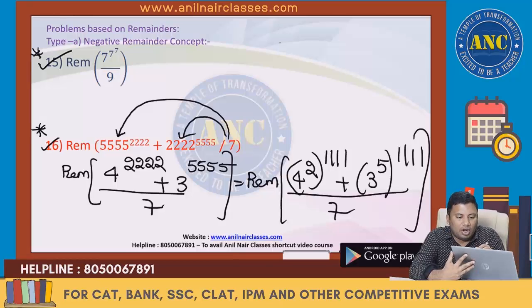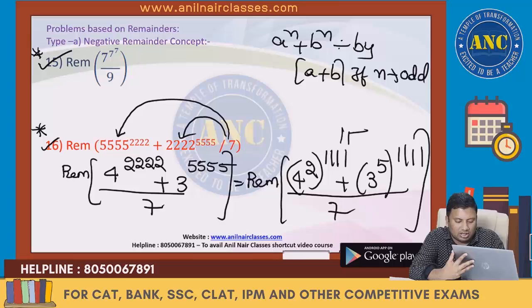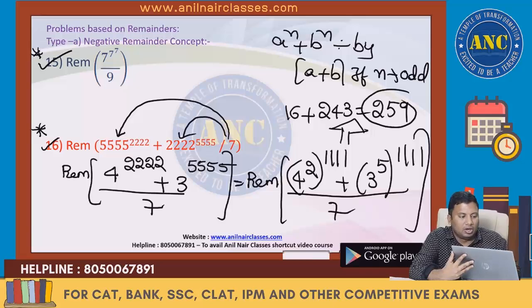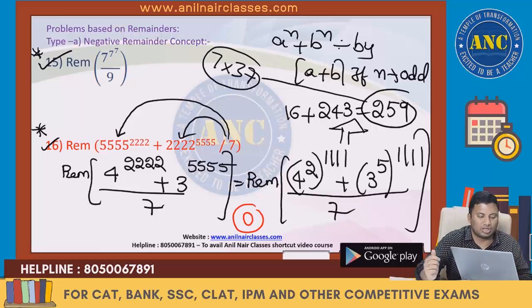Already we discussed a concept: a power n plus b power n is divisible by a plus b if n is an odd number. So this is nothing but 4 square, which is 16, and 3 power 5, which is 243. 243 plus 16 is 259. 259 is divisible by 7, which is 7 into 37. So the answer for this question is 0.